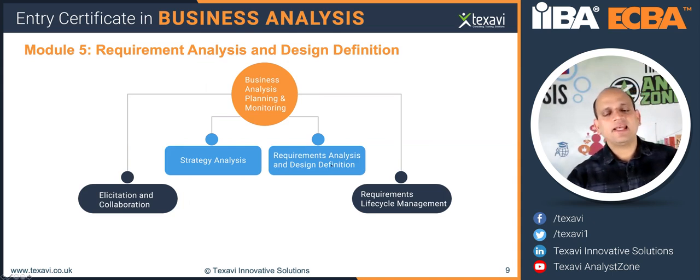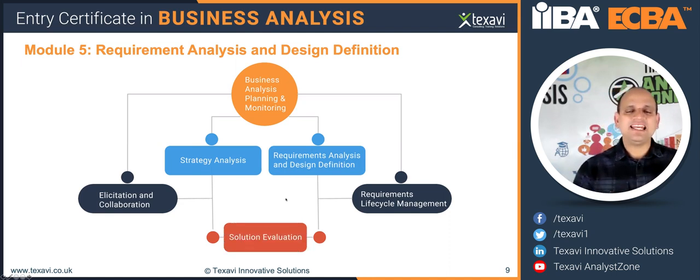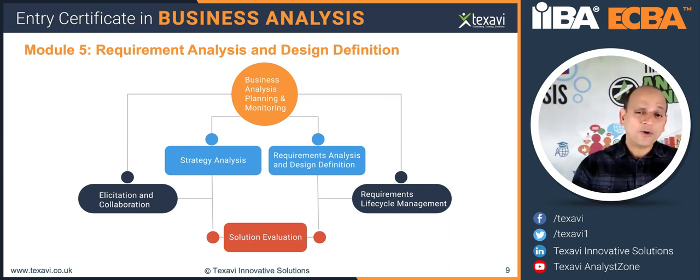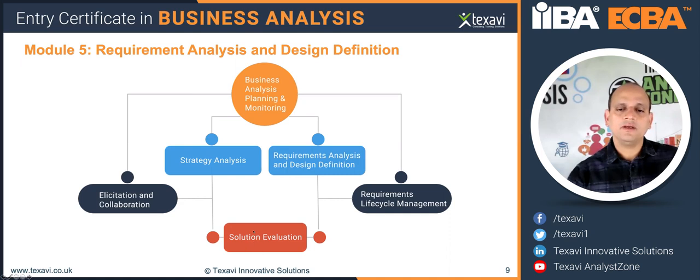And now the requirements analysis and design definition would actually give you the perspective of how you can analyze the requirements. You're actually slowly starting to get into the real details of the implementation aspects: the functional, the non-functional requirements, the different types of requirements, the general requirements, solution requirements, business requirements, stakeholder requirements, all those different types of requirements. And we are now going to talk about the solution evaluation after we are done with the recommendation of solution. And that's going to complete the set of knowledge areas that we have here within BABOK.